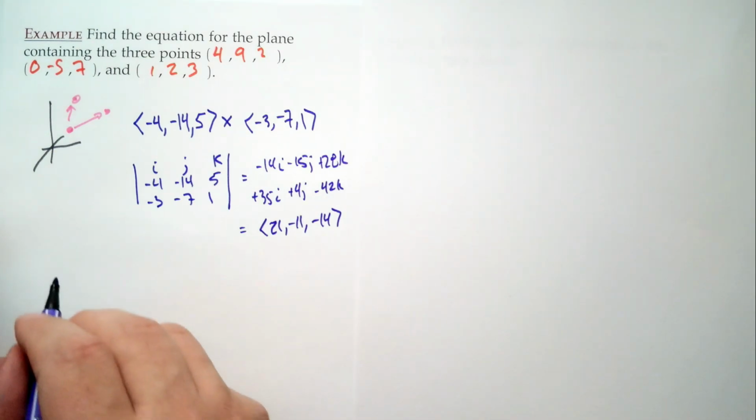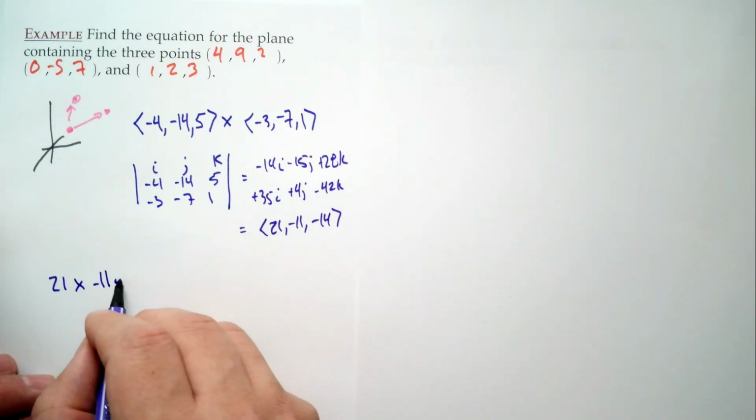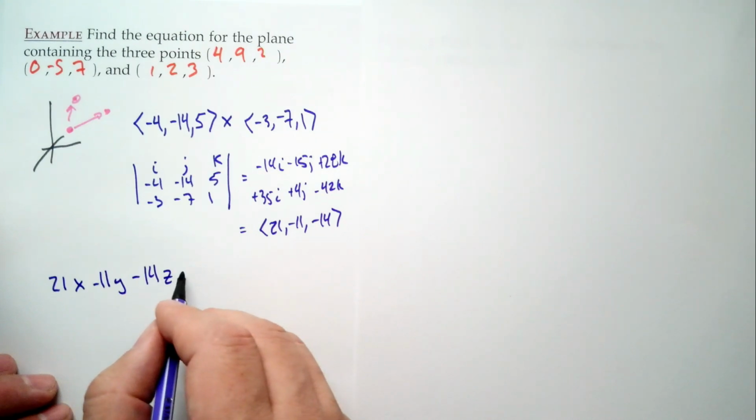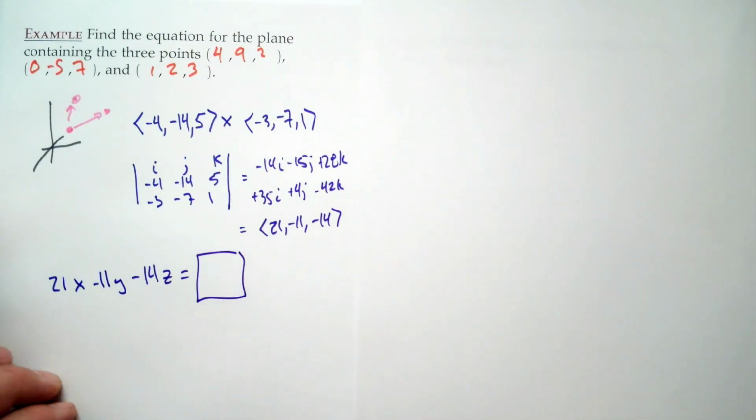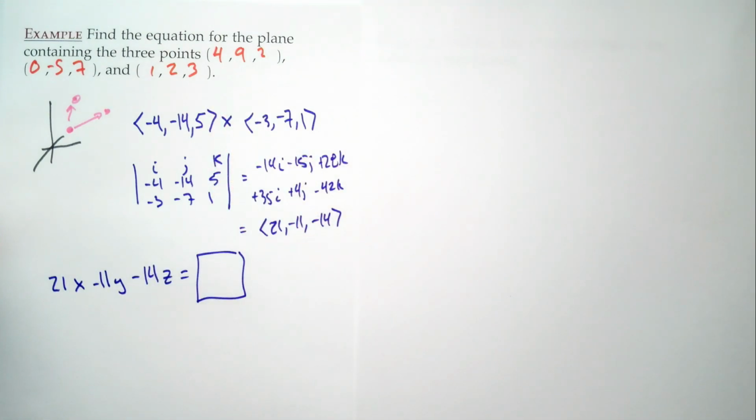Now, what's our answer? Well, take the normal vector. Those are the coefficients. 21x minus 11y minus 14z equals something. The question is, what's in the box? So what do we do? Well, what haven't we used yet? We really haven't used our points yet. We used our points kind of to find the vectors, but remember that last thing, that d value, helps you locate the plane in space. So you need the point to find d.